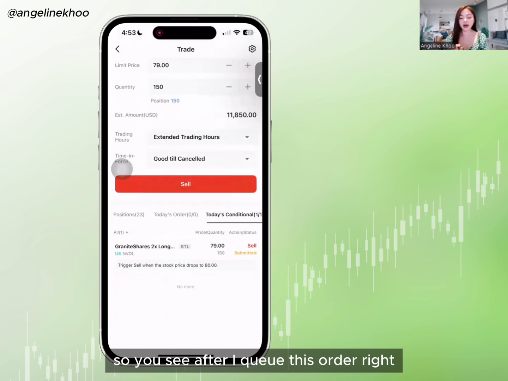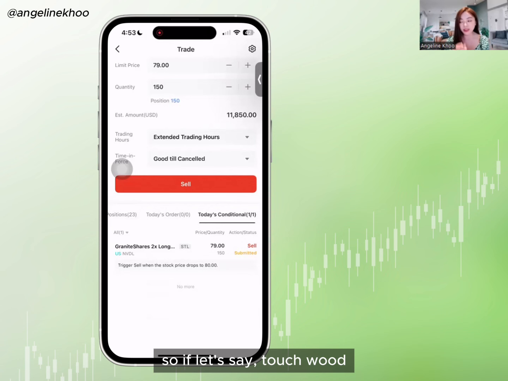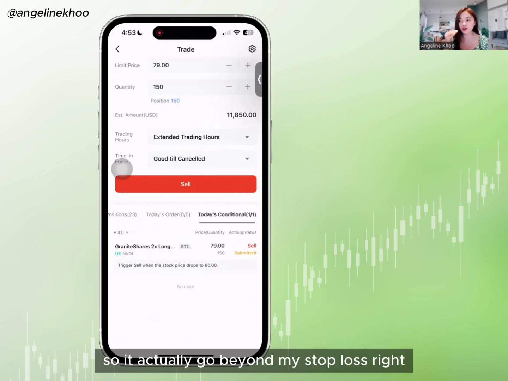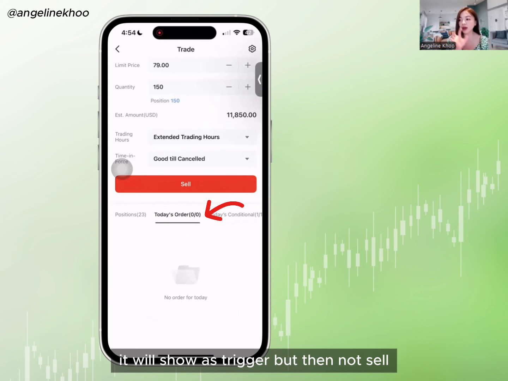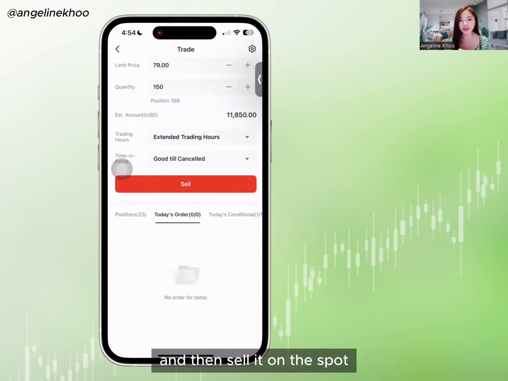Okay, so you see, after I queue this order, it will immediately show at the conditional orders. So if, touch wood, it was triggered but did not sell, it means that probably there's a big news, there's war, then it gaps down 10%. So it goes beyond my stop loss. Then I'll be able to find this order here. It will show as triggered but not sold. So I need to come to today's order to cancel it and then sell it on the spot.